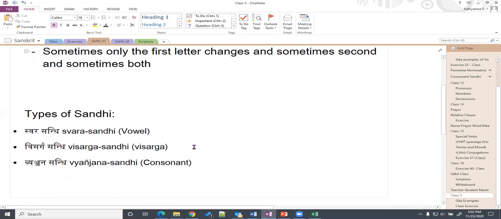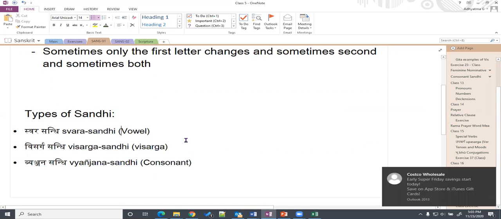The types of Sandhi. There are primarily three types of Sandhis. There are some others, but right now we'll focus on these. Today the one which we will be covering is called Swara Sandhi. Swara means vowel, so vowel Sandhi. I said two letters coming together, and what does it mean, how do these two letters come together?